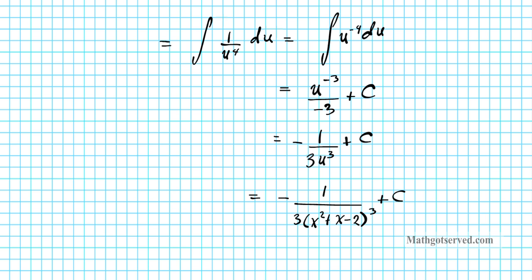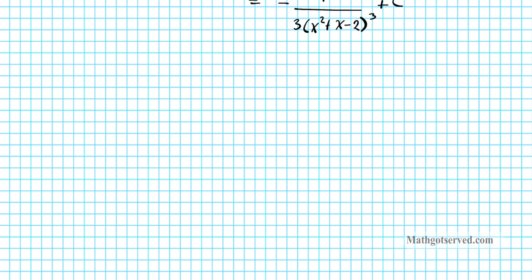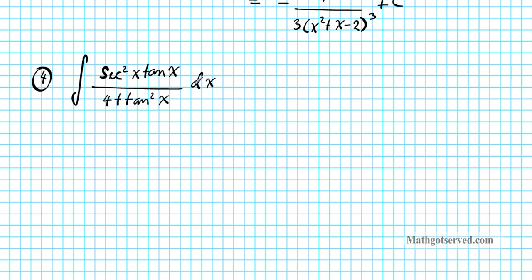All right, let's take a look at another example. Question number 4. Let's see, what if we want to find the integral of secant square x tan x over 4 plus tan square x dx? Okay? All right, so we've got to be careful here.